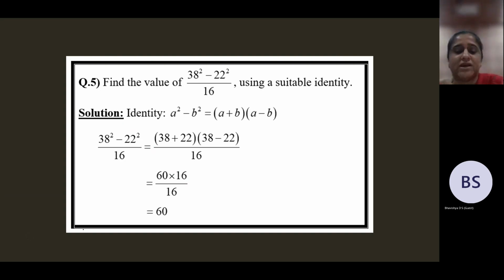So see, you were able to find the answer so quickly using the identity. Otherwise, you'll have to find 38 into 38, write that answer, then 22 into 22, write that answer, then find the difference, and then divide by 16. So that is definitely time consuming. Using the identity, if you're fast, you can get the answer in less than 20 seconds. Take a screenshot and ask me if you have any question. I can even explain again.